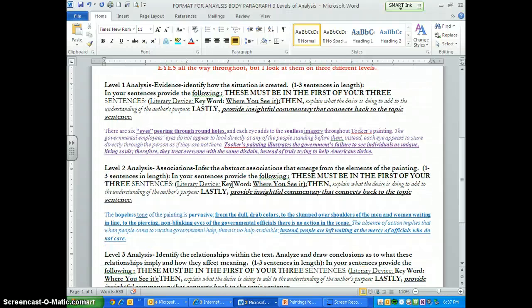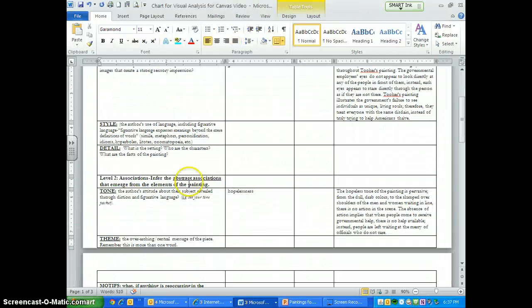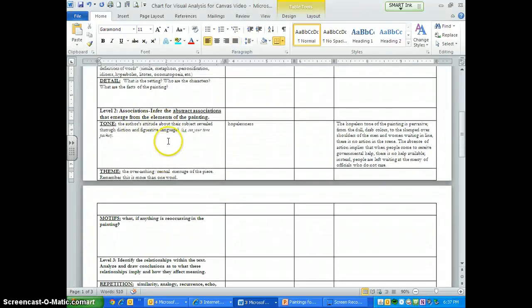Okay, moving on to level 2, analysis. Level 2, those are the associations. I went with tone.